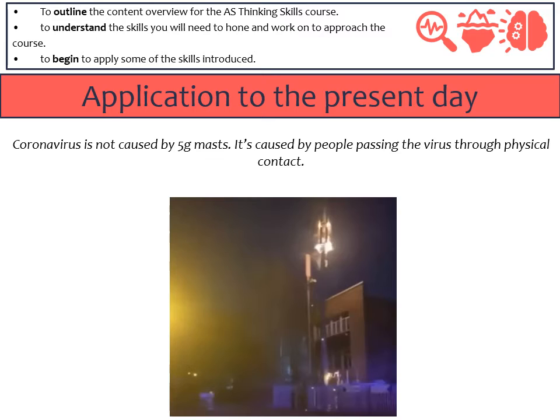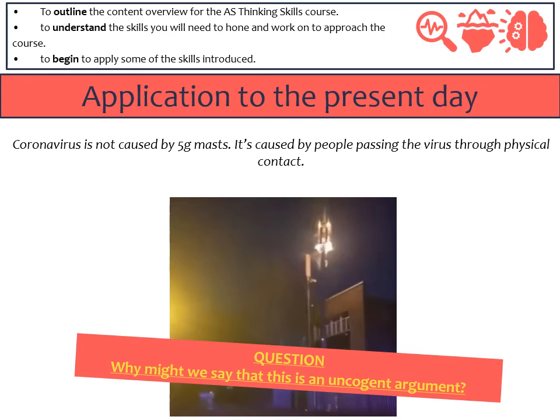So a counter argument that people could give back to this is that coronavirus is not caused by 5G masts. It's caused by people passing the virus through physical contact. But why might we say that this is an uncogent argument? Why might this not necessarily be a strong counter argument to that particular point?